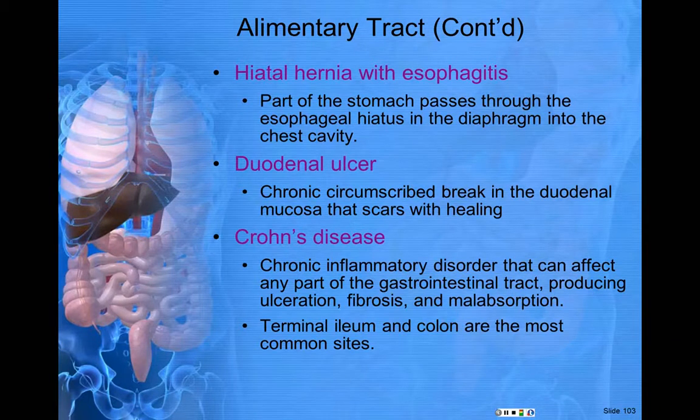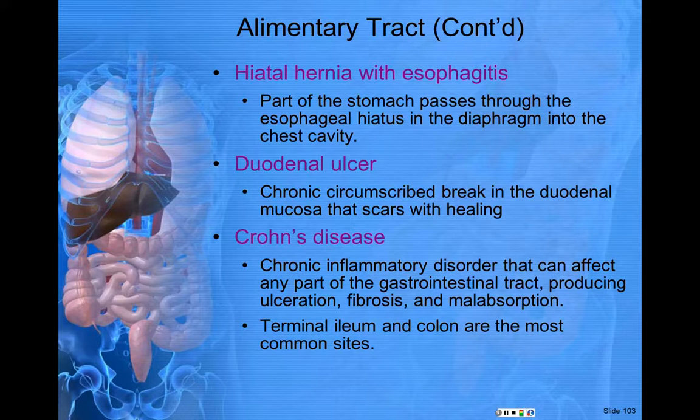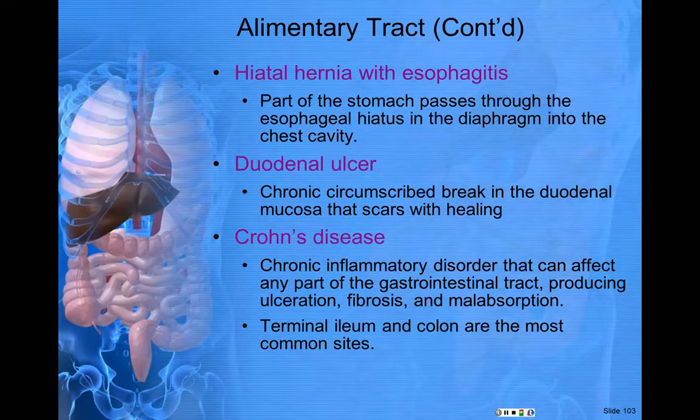Hiatal hernias with esophagitis. Part of the stomach passes through the esophageal hiatus in the diaphragm and into the chest cavity. That's a hiatal hernia. These are very, very common, and in years past they used to do surgery on hiatal hernias, but they found that it does no good, and so many people have them that it's really not that unusual. Unless they're extremely large, of course.